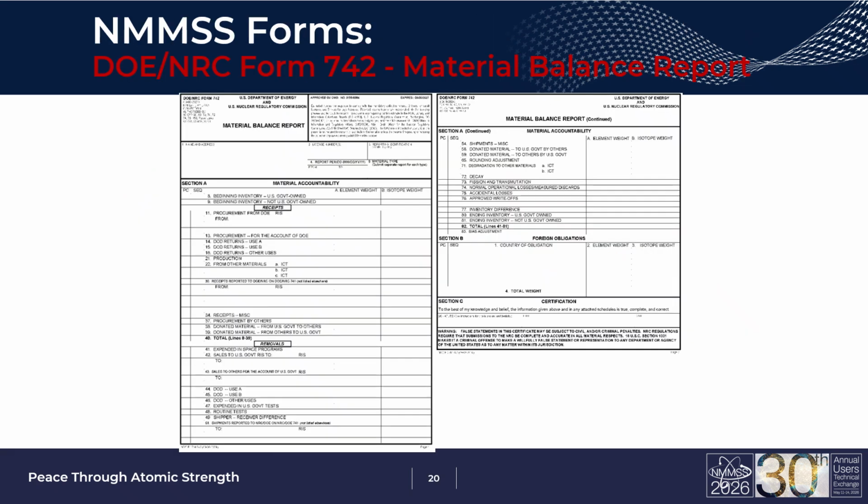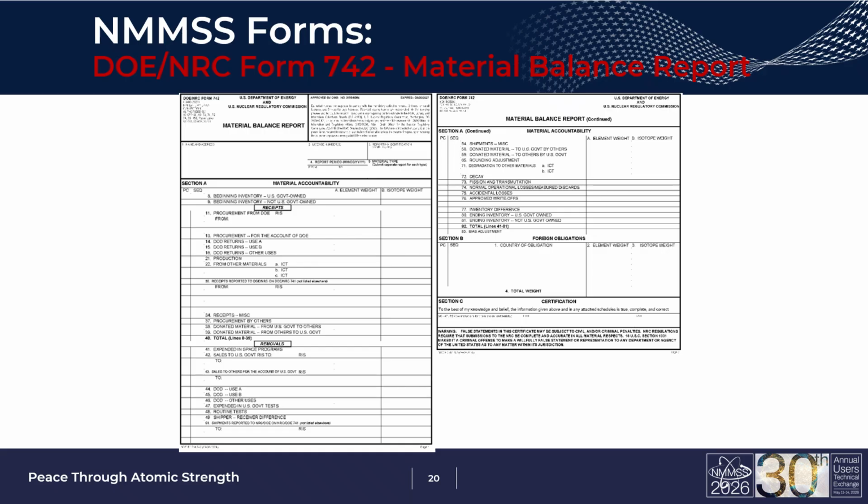Let us introduce the reporting form for the material balance, the key functional foundation for NMMS. Material balance is reported to NMMS using the DOE/NRC Form 742. The material balance describes the facility's inventory status for a specified time period for a specific nuclear material, beginning the day after the last inventory date. The ending date for the material balance is the actual current physical inventory date. The combination of the beginning and ending date is called the reporting period.